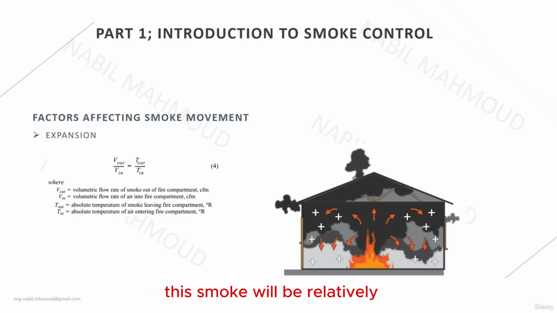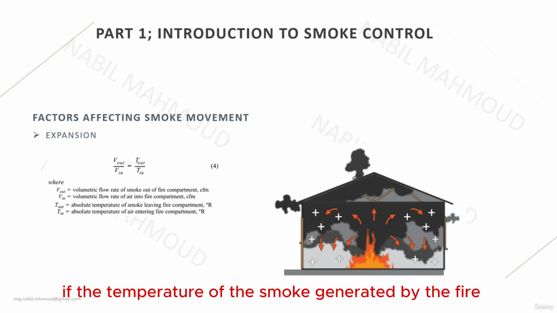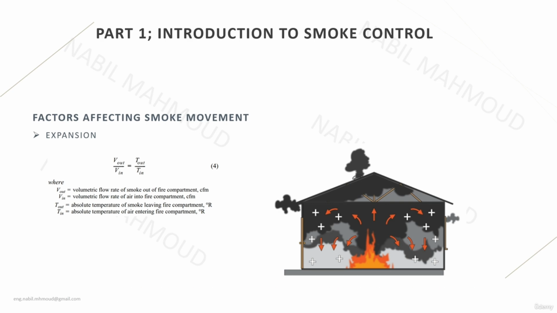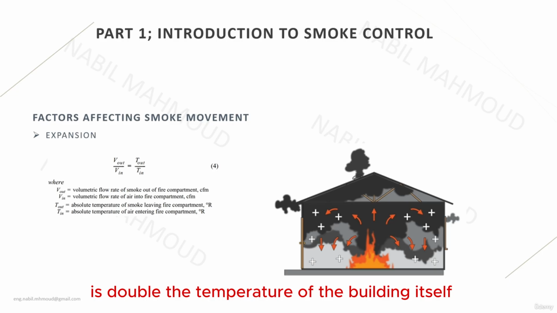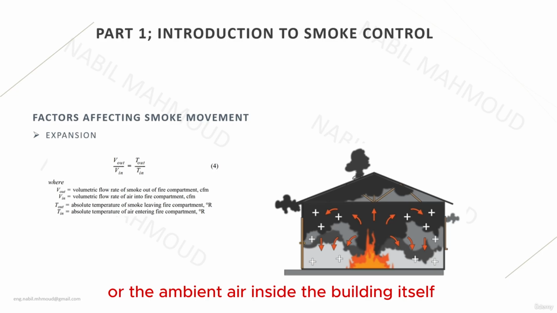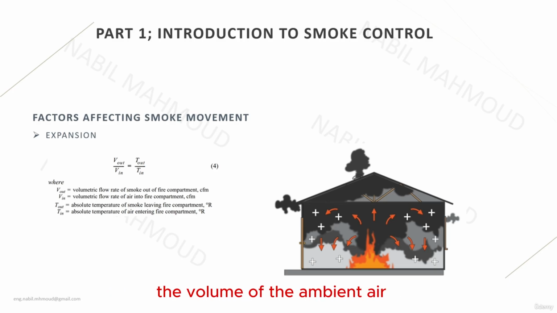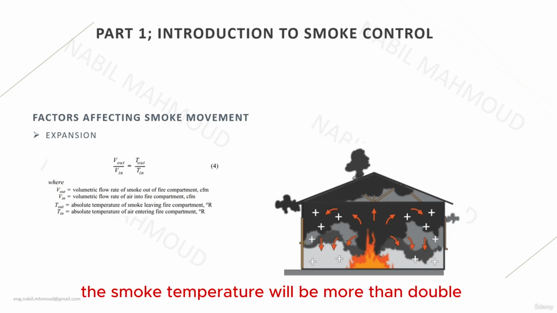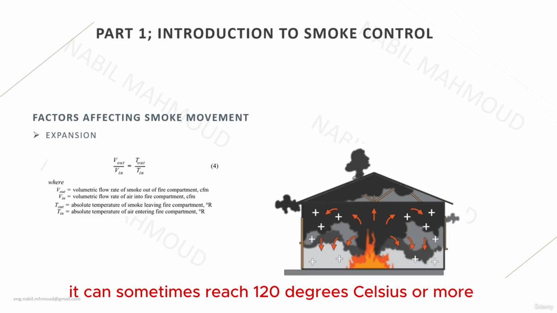This smoke will be relatively hotter than the ambient air within the space enclosure, and this temperature difference will mean that there is a volume difference. Let's say for example that the temperature of the smoke generated by the fire is double the temperature of the ambient air inside the building, this will mean that the volume of the smoke will also be double the volume of the ambient air, which also means that in case of a big fire, the smoke temperature will be more than double the ambient air. It can sometimes reach 120 degrees Celsius or more.